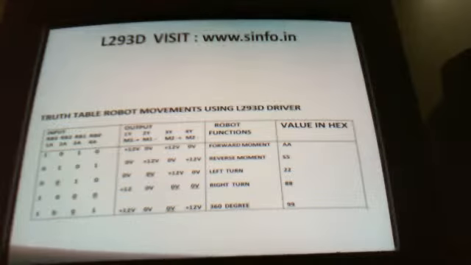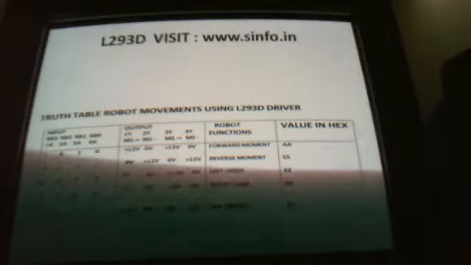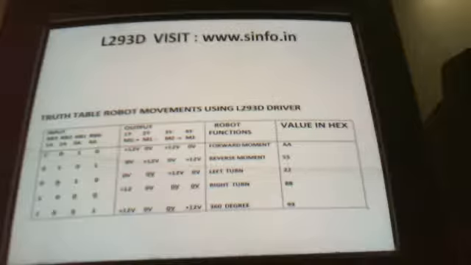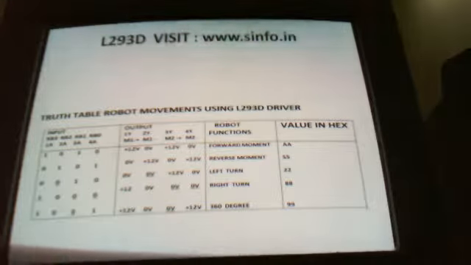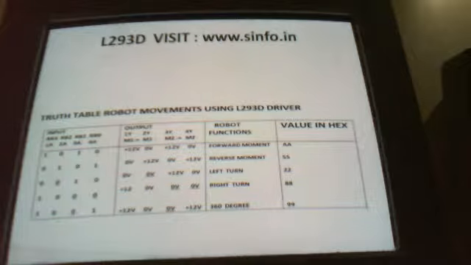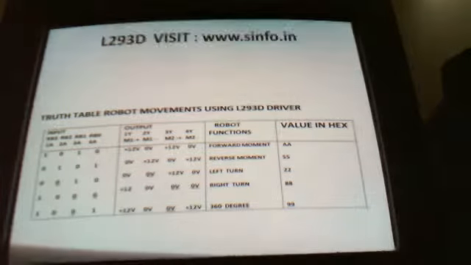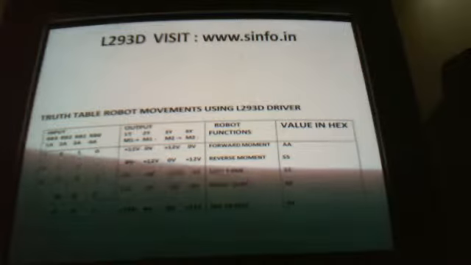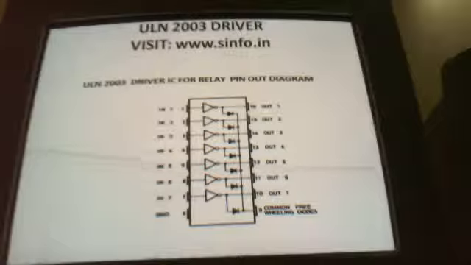Suppose I need to make the robot rotate in the same place, that is 360 degrees. So I apply inputs 1A 2A 3A 4A as 1001. If I apply inputs 1001, I will get the output plus 12 volt, 0 volt, 0 volt, plus 12 volt. So my robot will rotate 360 degrees. For that I need to send 99. Okay, this is about L293D.